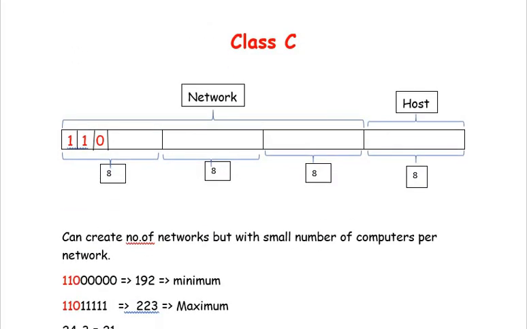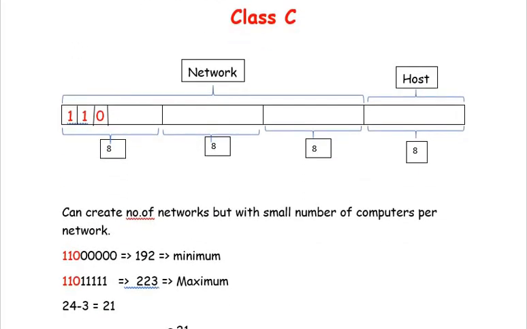Then we come to today's lesson, class C. Network part is the first 24 bits. Host part is the rest, 8 bits. So we can create a large number of networks, but with a small number of computers per network.